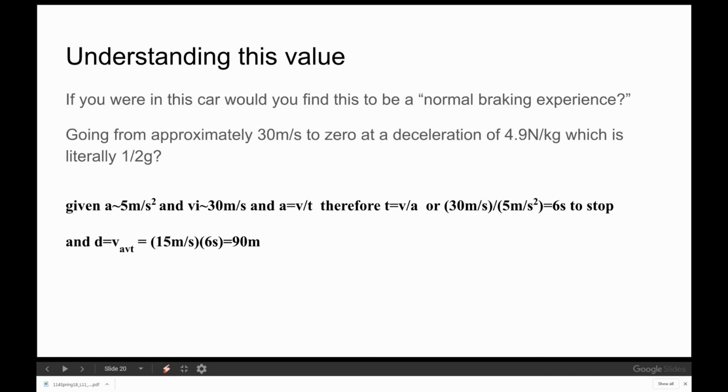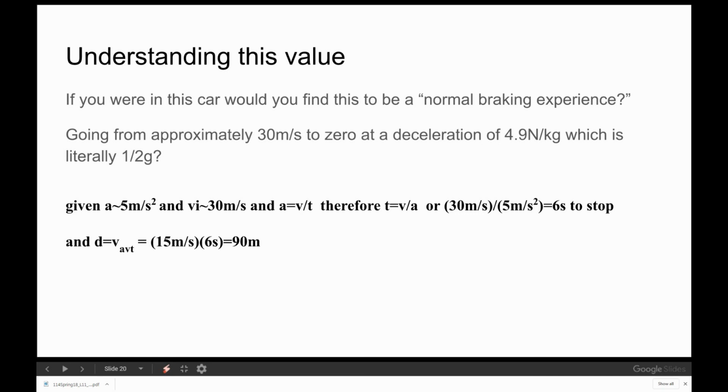Does this seem normal to you? Well, half a g in 6 seconds. I would say from just thinking about trips I've been on, a 6-second stop from highway speed is pretty abrupt. It's not like killer abrupt, but nonetheless, you'd spill your coffee if someone did this to you. This is a pretty quick stop.